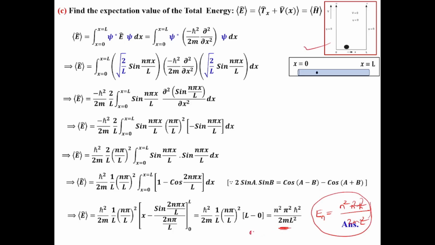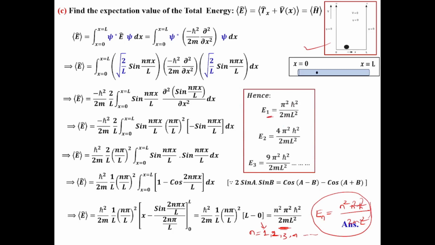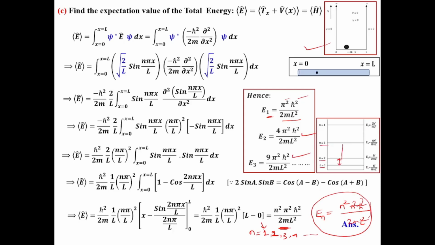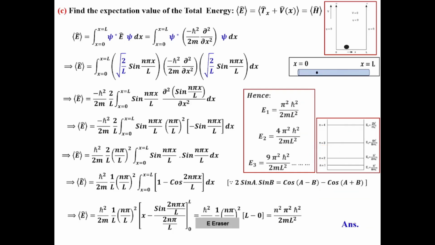By substituting the n value, n equal to 1, 2, 3, 4, and so on, if I substitute 1, we can find the ground state value here. If I substitute n equal to 1, pi square h cross square by 2m L square, this is the ground state energy, this is the first excited, this is the second excited state energy value, which is discrete. For n equal to 1 this value, for n equal to 2 this value, so here the gap between two energy levels gradually increases for the one-dimensional box. The particle moves to and fro along the x-axis, along a particular length. So here we found the expectation value of the total energy of this dynamics.